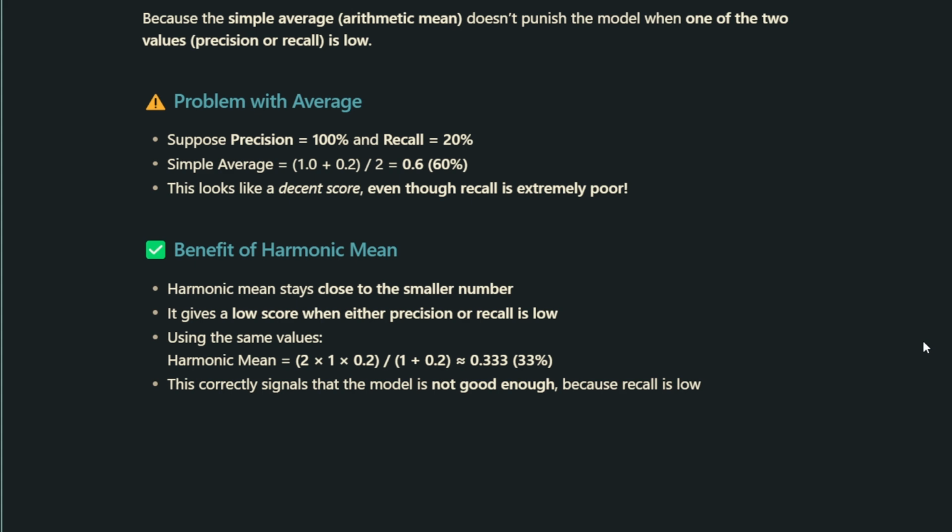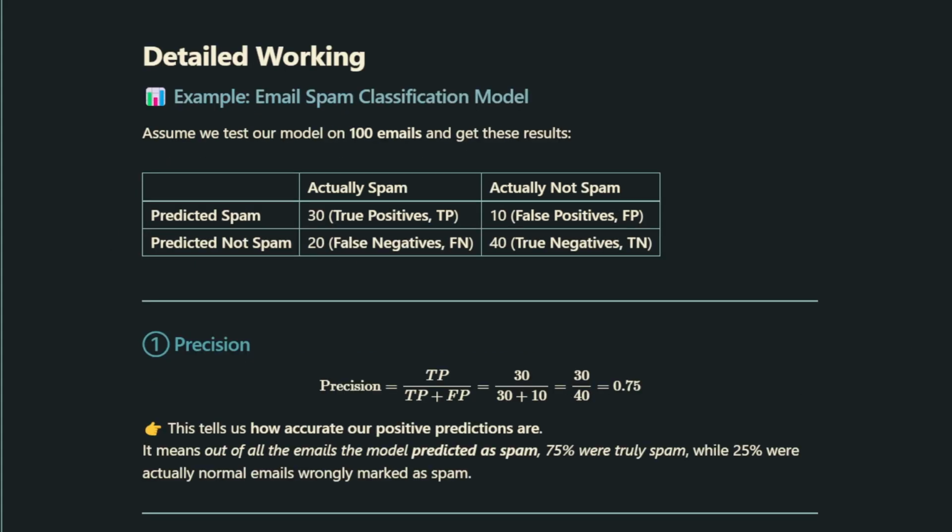Now let's go through a detailed working example so the F1 score really makes sense. Imagine we are testing an email spam classification model on 100 emails. Here's what happens. The model predicts 30 emails correctly as spam. These are our true positives, but it also wrongly marks 10 normal emails as spam. Those are false positives. It misses 20 spam emails, calling them normal. That's our false negatives. And finally, it correctly identifies 40 normal emails, our true negatives.